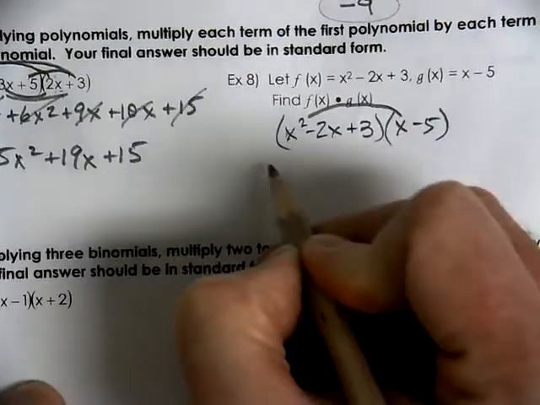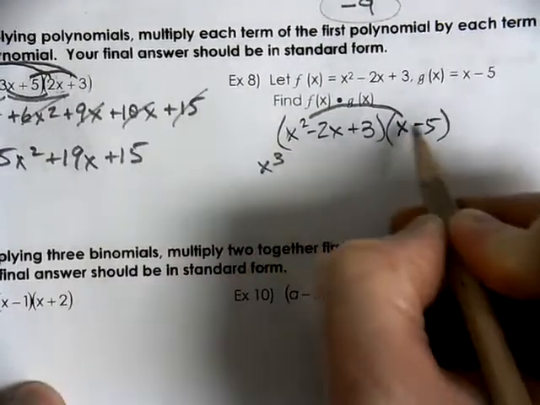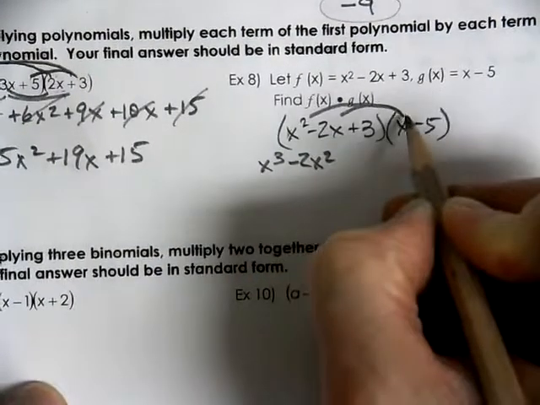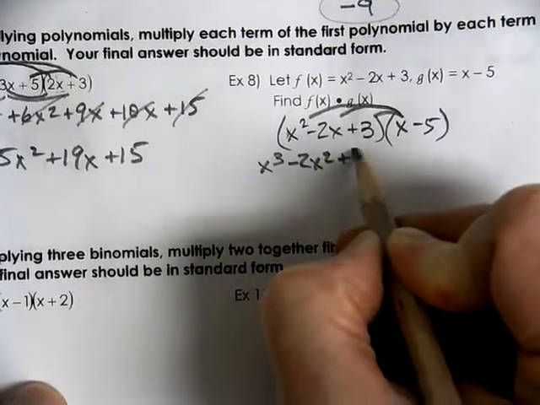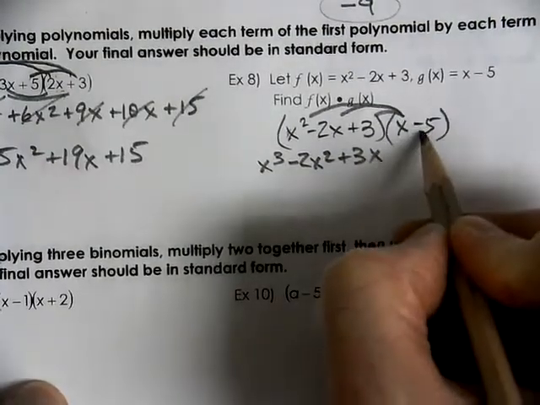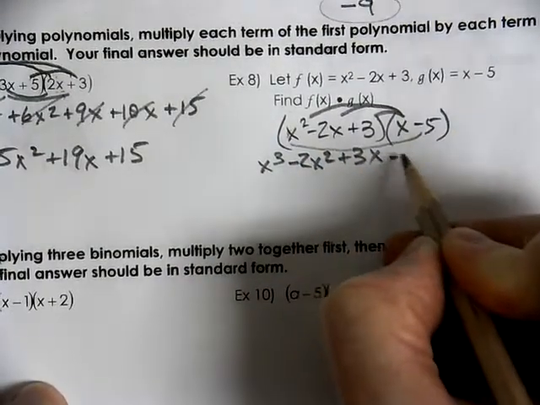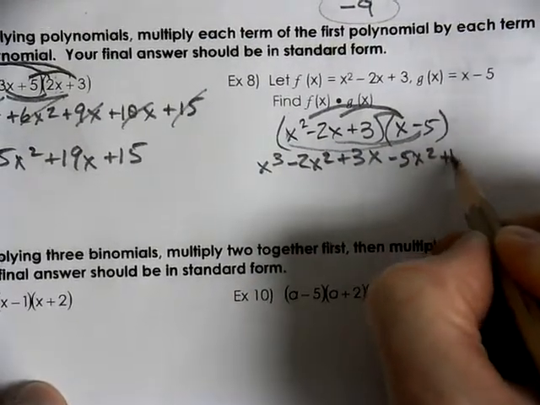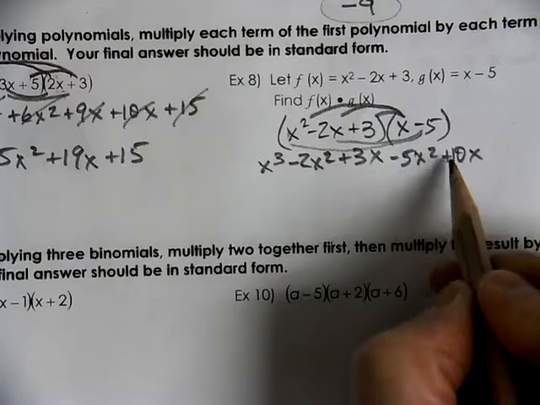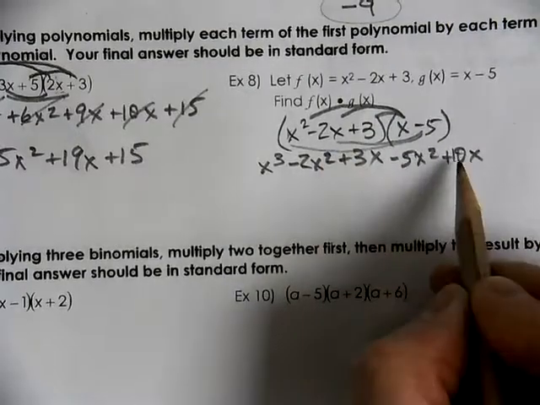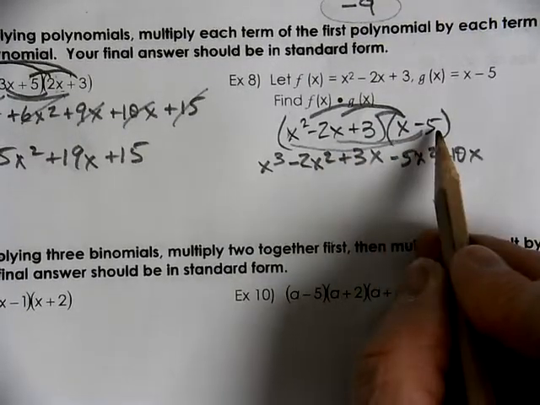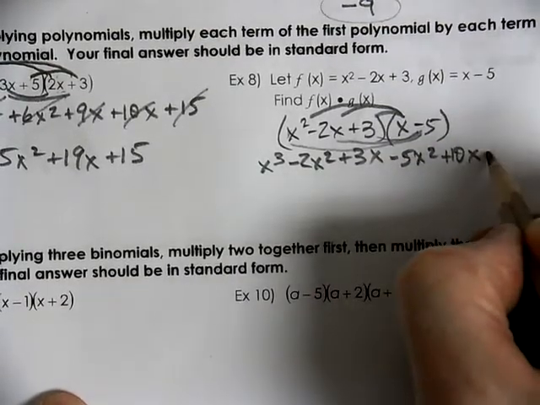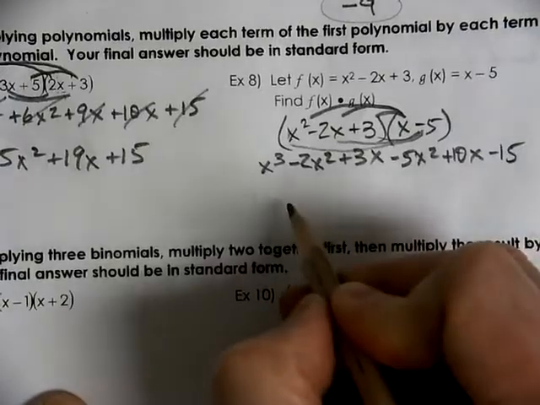X times x squared would give you x cubed. X times 2x would give you negative 2x squared. And x times 3 would give you 3x. And then the negative 5 times x squared, the negative 5 times 2x, a negative and a negative is a positive, 5 and 2 is 10, the x times no x's is just an x, negative 5 times 3 is negative 15.